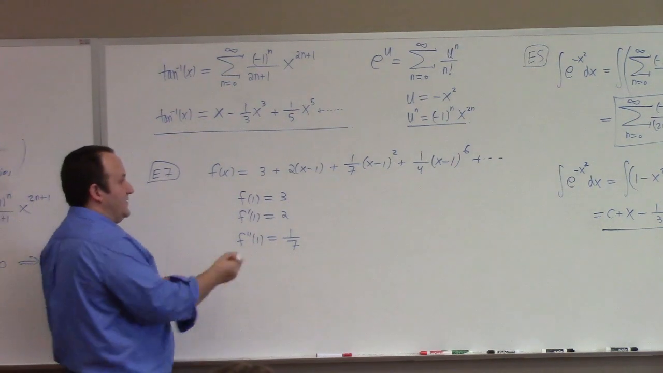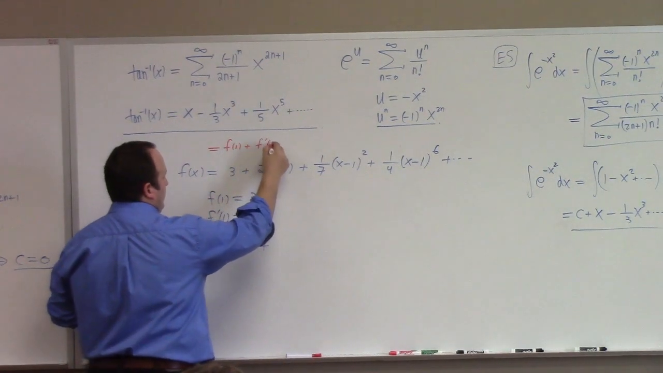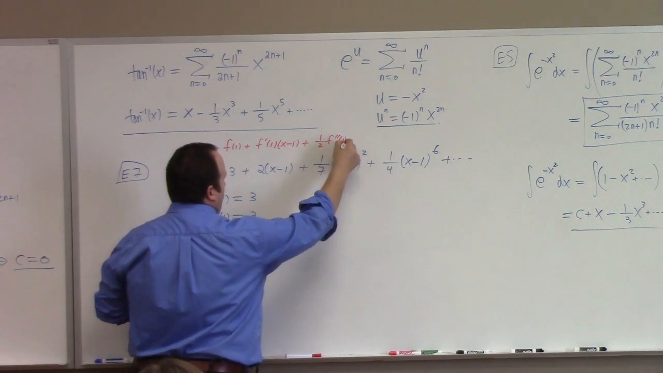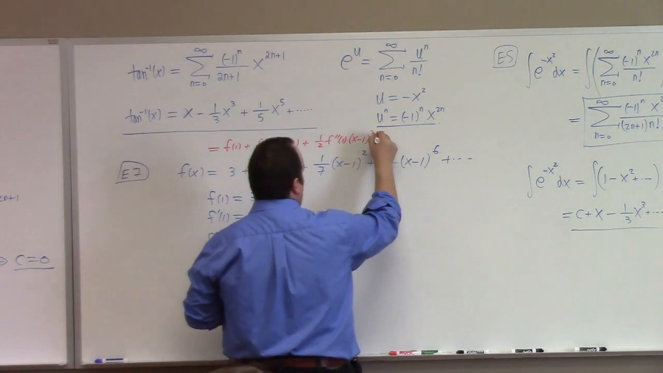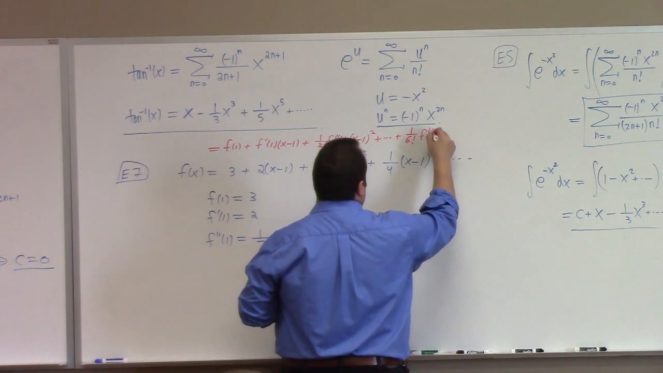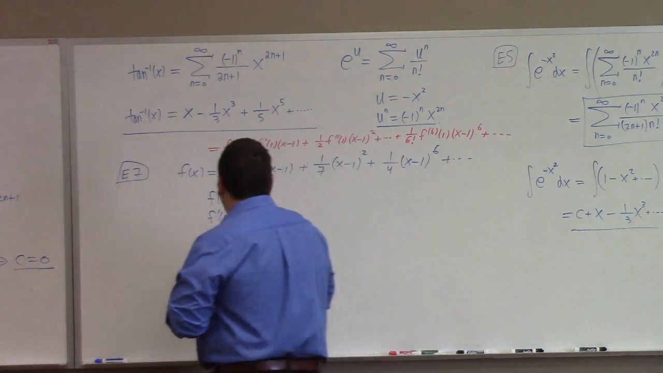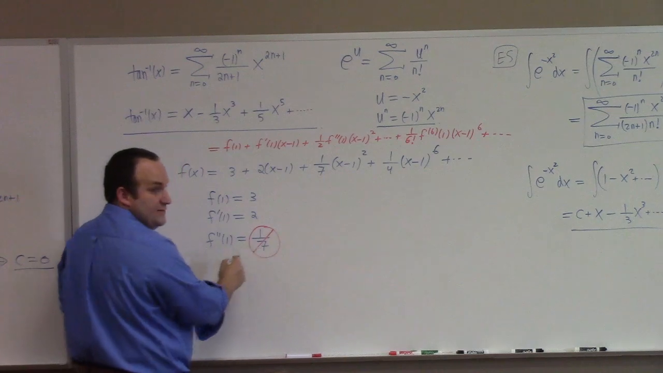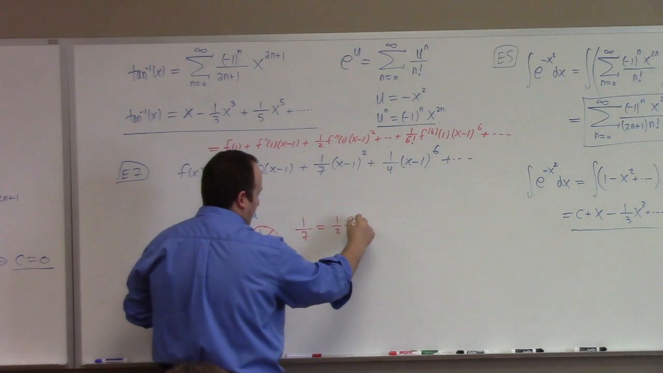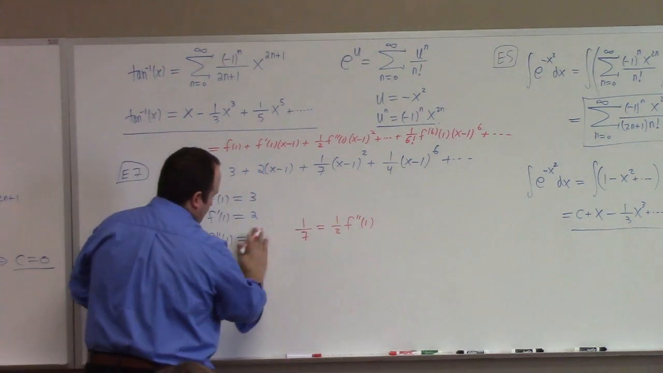What are we supposed to be comparing to? We should be comparing to the generic thing, which is f of 1 plus f prime of 1 times x minus 1 plus 1/2 f double prime of 1 times x minus 1 squared plus, and so on. Eventually we get to 1/6 factorial, the 6th derivative at 1 times x minus 1 to the 6th, and so forth. So that's not right. We have to solve 1/7 equals 1/2 times f double prime of 1. So it's not just 1/7, it's what?